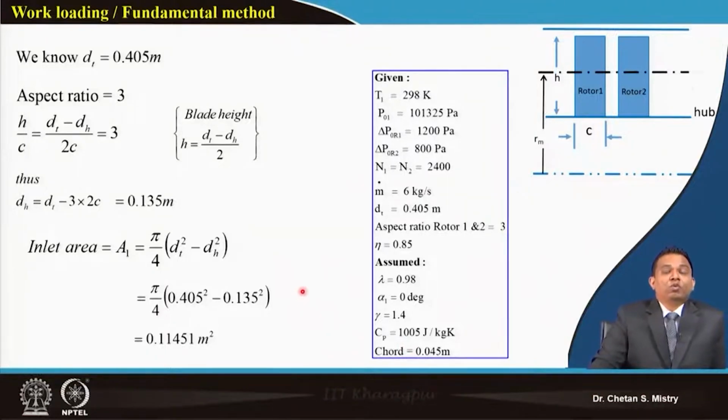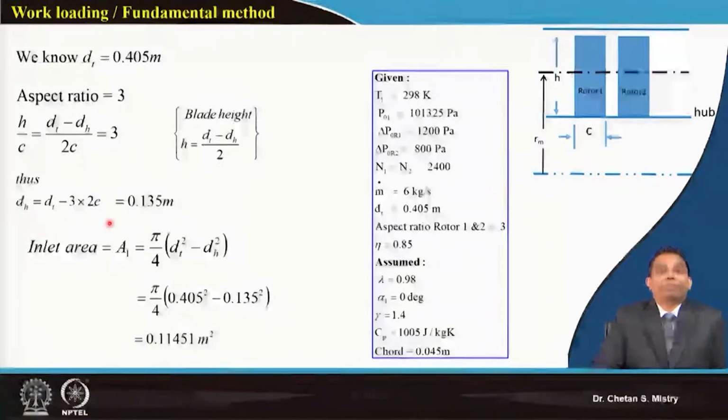Since that is known, we can define the aspect ratio as the height to chord ratio. This height is nothing but the tip diameter minus the hub diameter, divided by 2c. Since I know my aspect ratio, we can calculate the hub diameter. Here my hub diameter comes out to 0.135 meter.